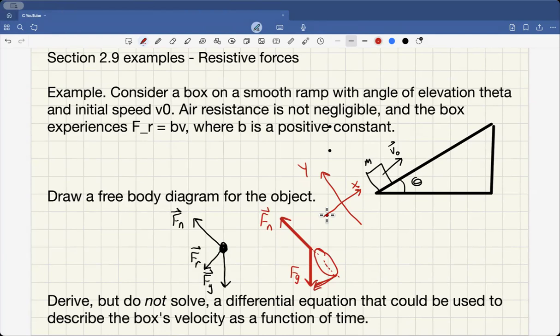Now, what about the x components? Well, we don't really know which one should be bigger, and the resistive force is, of course, going to change as the object slows down.